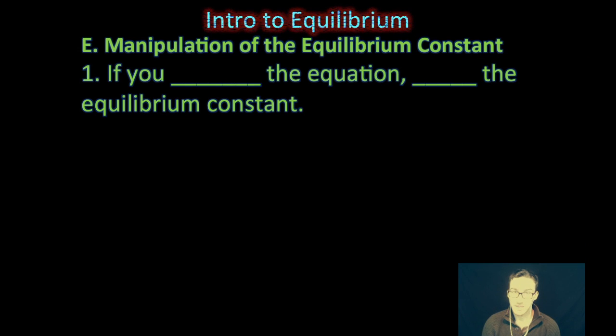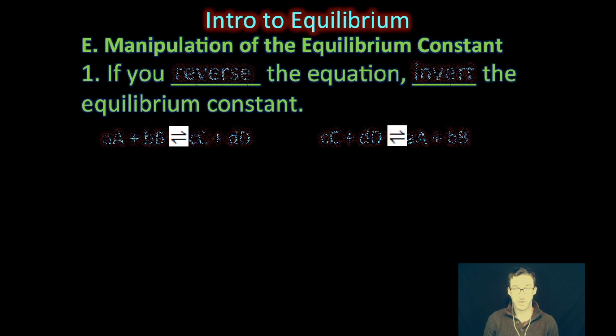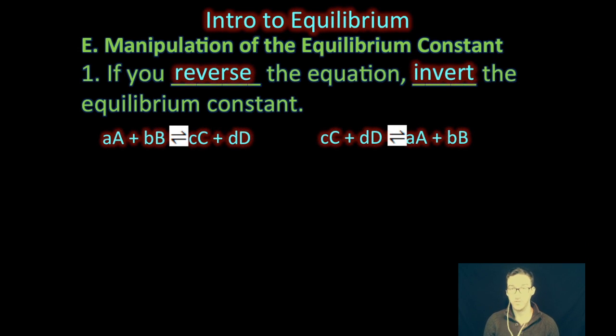All right, so just some last things to talk about here. You're going to have to learn to not only determine the equilibrium constant K from concentration values that you're provided, but you're going to have to manipulate that equilibrium constant K based on things that you do with the original equation. So if you reverse the equation, you must invert the equilibrium constant.